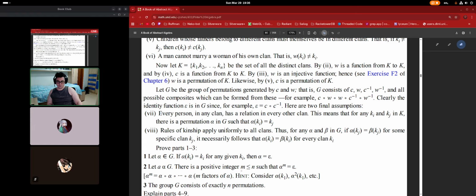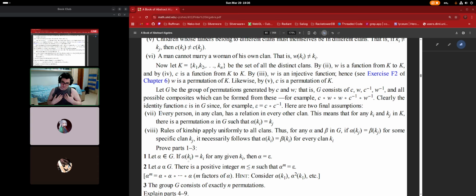That's fine, but that doesn't prove what this is asking us to prove. It does, because it means if alpha of ki equals epsilon of ki for a specific clan, in this case ki, that's the given from point 1, right? Then it necessarily follows that alpha for any clan is equal to epsilon of any clan, therefore alpha is equal to epsilon. No, that's what I'm trying.